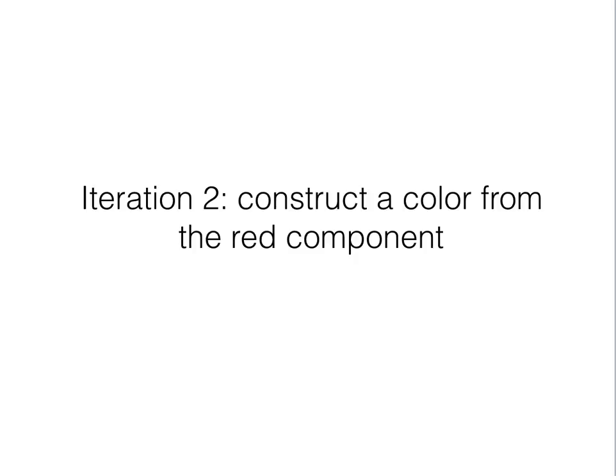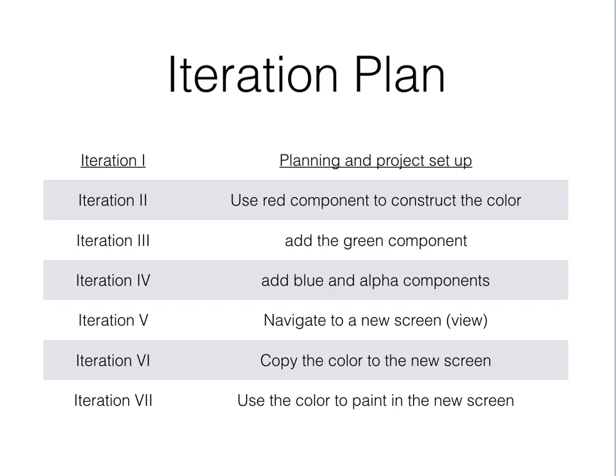Now that we completed iteration number 1 and set up our project, let's move on to iteration number 2. In this iteration, we will construct a color from the red component only. So here is our iteration plan.